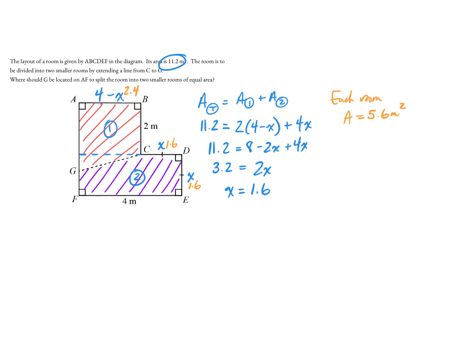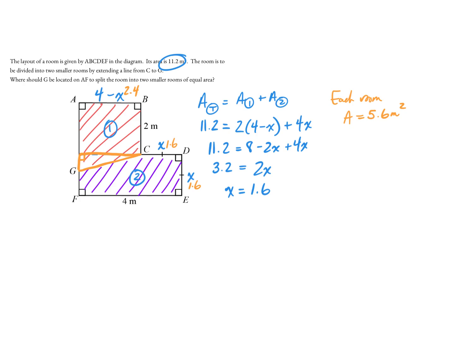So what I can do then is make the assumption that room 1 is 5.6, or room 2. I shouldn't even say 1. The red room is 5.6, or the purple room is 5.6. So if I take a look, I do notice that my red room is the rectangle of box 1 plus the area of that triangle.